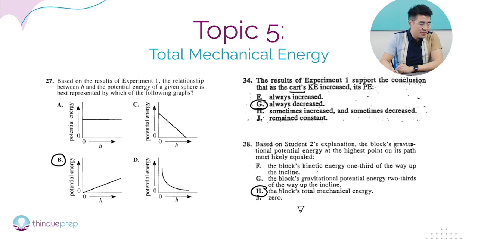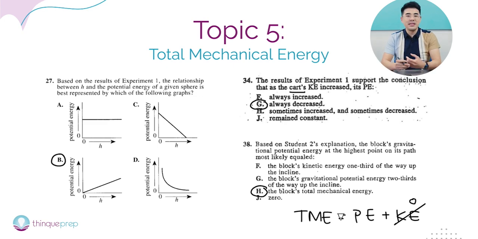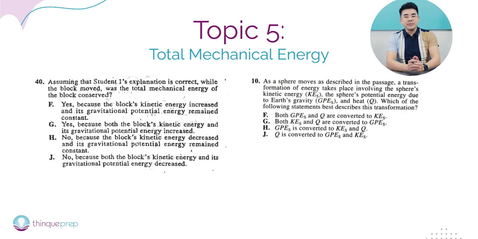Why? Because if we look at this equation here, right, TME is equal to PE plus KE. If the thing is not moving, then its kinetic energy would be 0. And that's why the answer would be H. So, number 40, potentially the hardest question on the science section. It says, assuming that student 1's explanation is correct, while the block moved, was the TME of the block conserved?